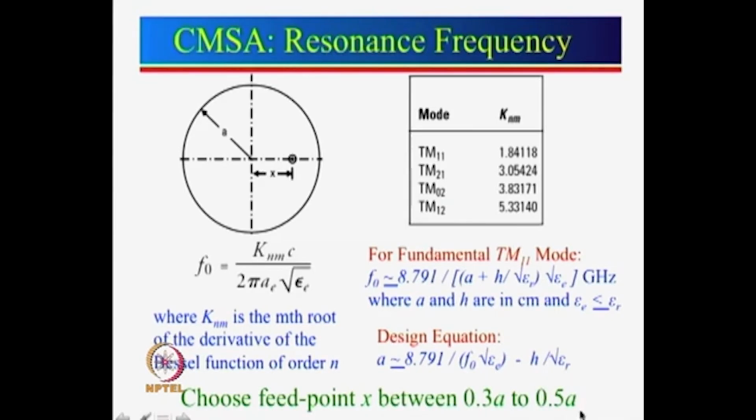Now how do we decide broadband or narrow band CMSA? If you recall, in the last lecture I had shown you a curve which showed percentage bandwidth for different values of dielectric constant and substrate thickness. So those are the parameters that will determine the feed point location. So let us just see the next result.